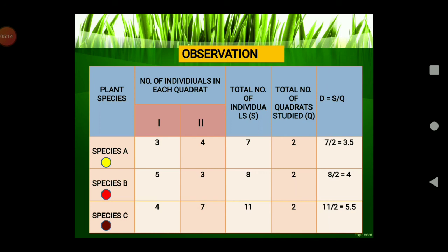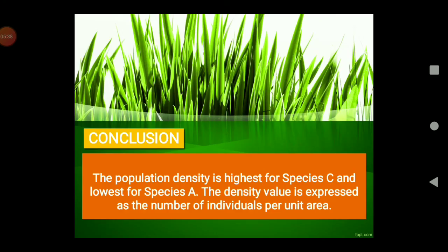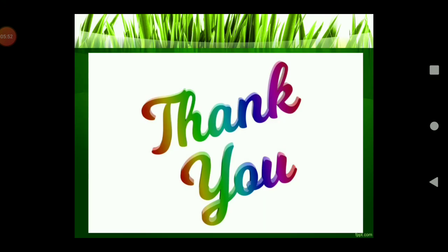You can see here the population density of species C is highest, that is 5.5, and the population density of species A is lowest, that is 3.5. So in this way we got the highest population density plant species and also the lowest. And finally we will write the conclusion: the population density is highest for species C and lowest for species A, and the density value is expressed as the number of individuals per unit area. All of you understood? Thank you so much.